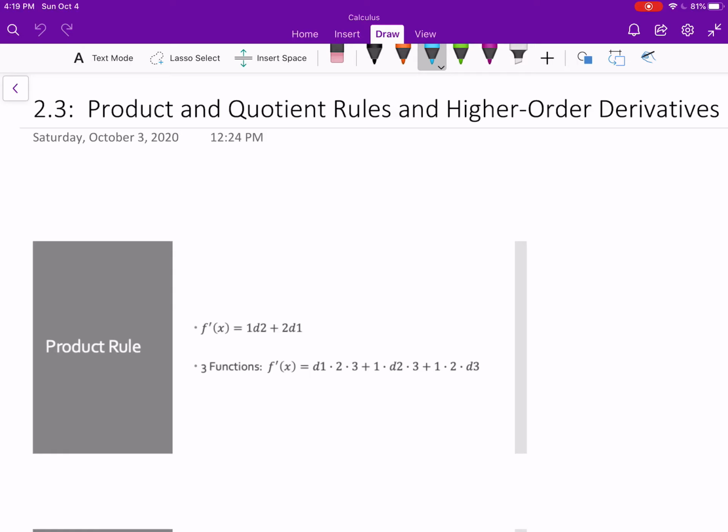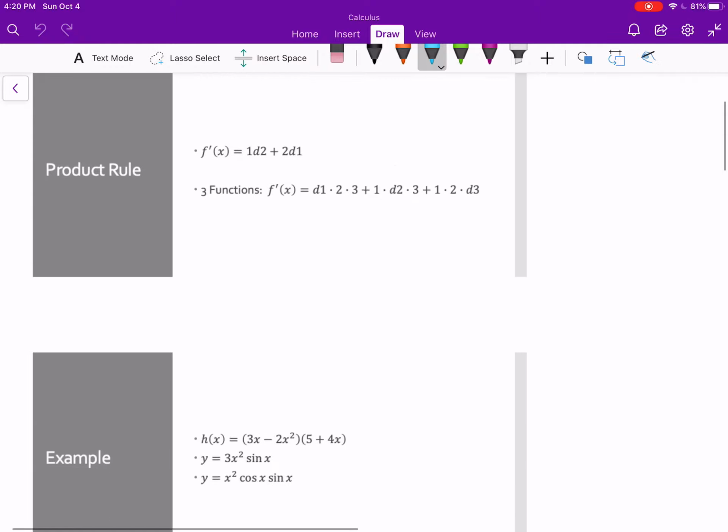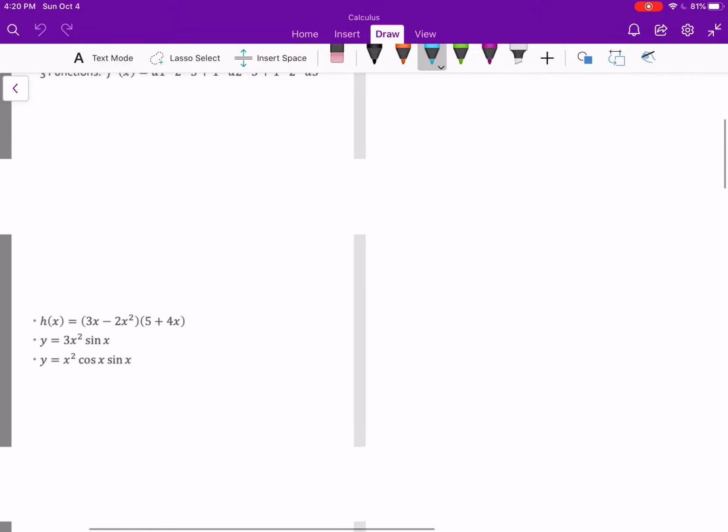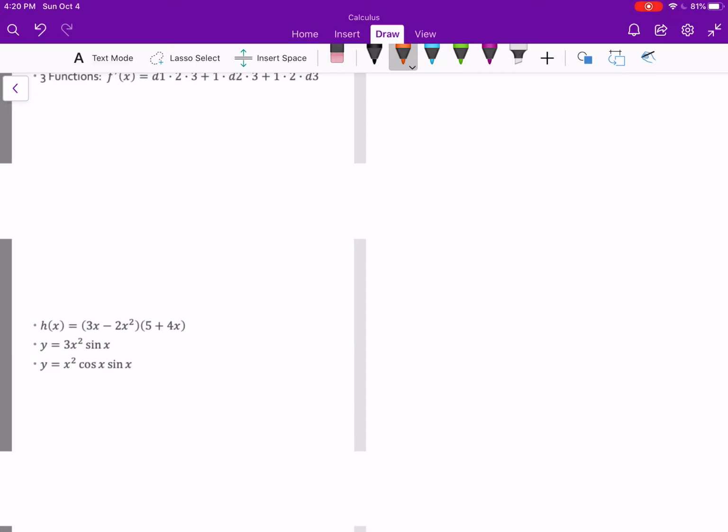So if you have one function times another function, take the derivative. You take the first times the derivative of the second, plus the second times the derivative of the first. And then there is a rule for three functions, but we're not going to worry about that one so much right now. So to find the derivative of this first one, let's look at h of x.